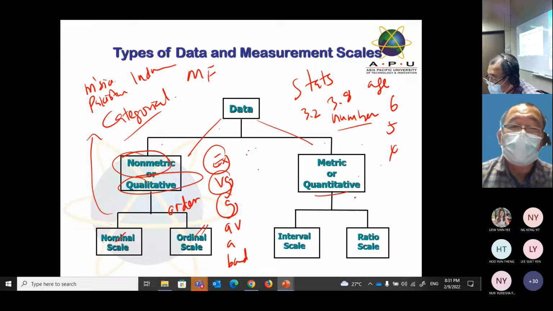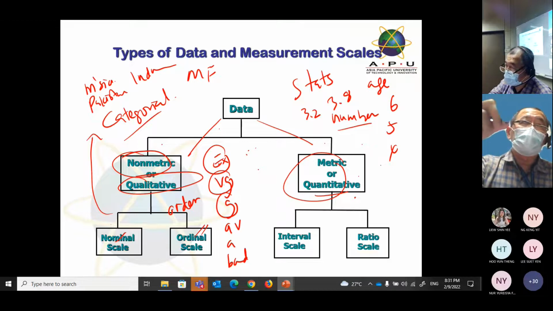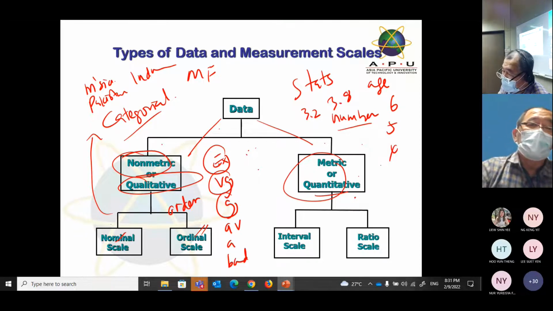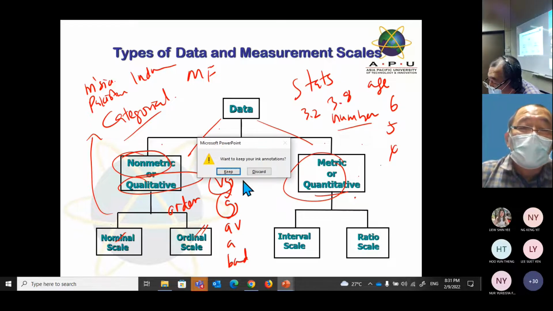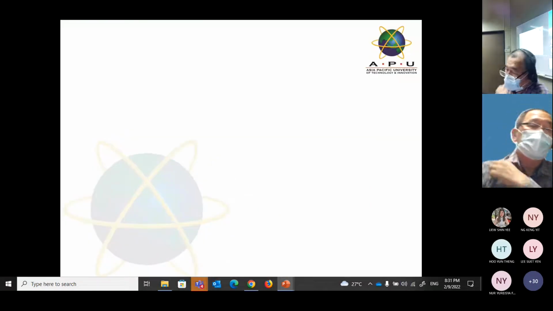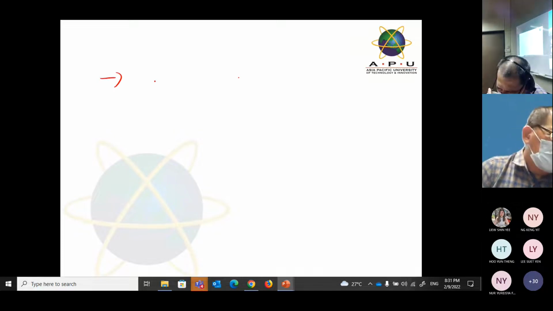Metric means the value in the variable is actually a number, all numbers. But be careful, the number must be meaningful. Sometimes the number is not meaningful. Some numbers actually are not meaningful.